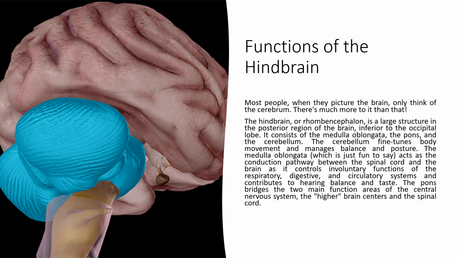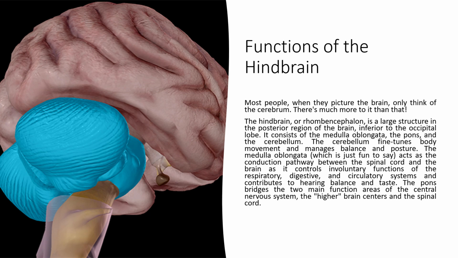Now let's discuss the functions of the hindbrain. Most people, when they picture the brain, only think of the cerebrum, but there's much more to it than that. The hindbrain, or rhombencephalon, is a large structure in the posterior region of the brain, and it is inferior to the occipital lobe. It consists of the medulla oblongata, the pons, and the cerebellum.